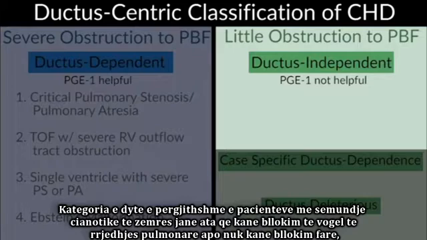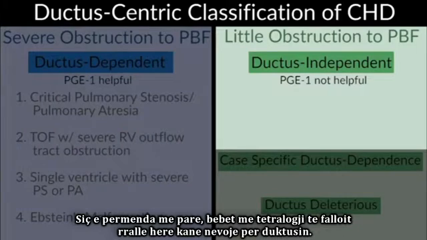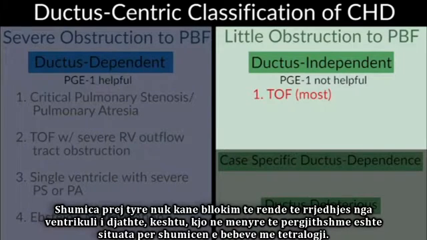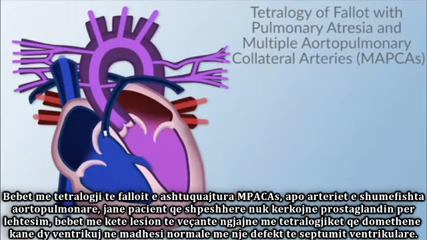The second general category of patients with cyanotic heart disease are those that have little or no obstruction of pulmonary blood flow and therefore do not require prostaglandin E1 for palliation. As I mentioned before, babies with tetralogy of Fallot rarely need a ductus. Most do not have severe right ventricular outflow obstruction, and so this would generally be the case for most babies with tetralogy. Babies with tetralogy of Fallot and so-called MAPCAs, or multiple aortopulmonary arteries, are patients that also oftentimes do not require prostaglandin for palliation.